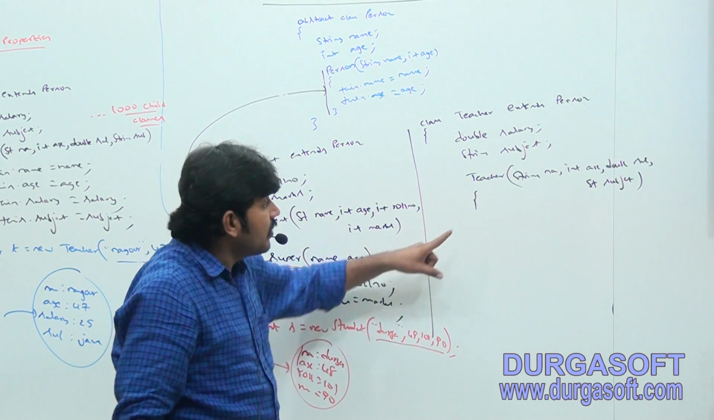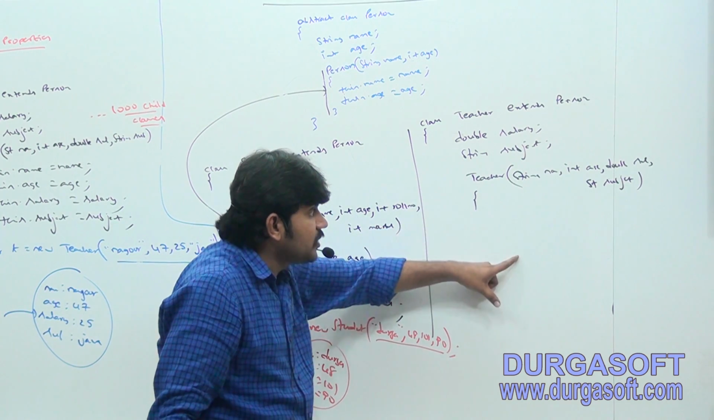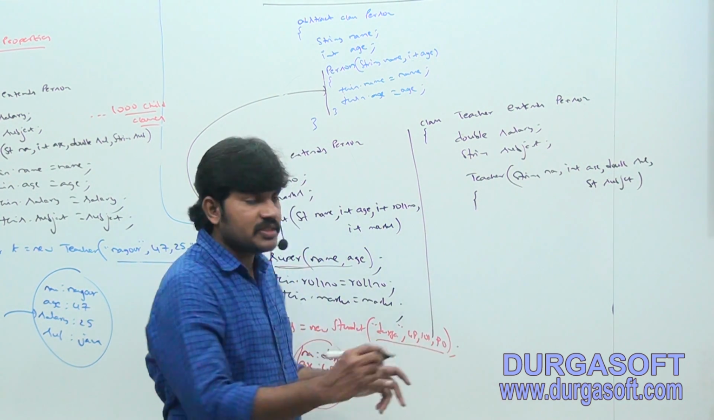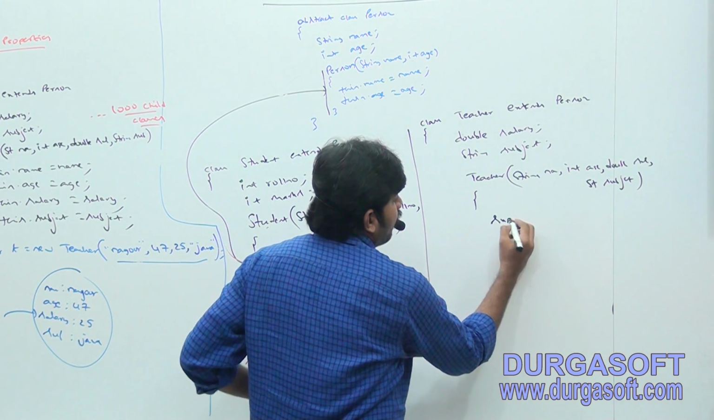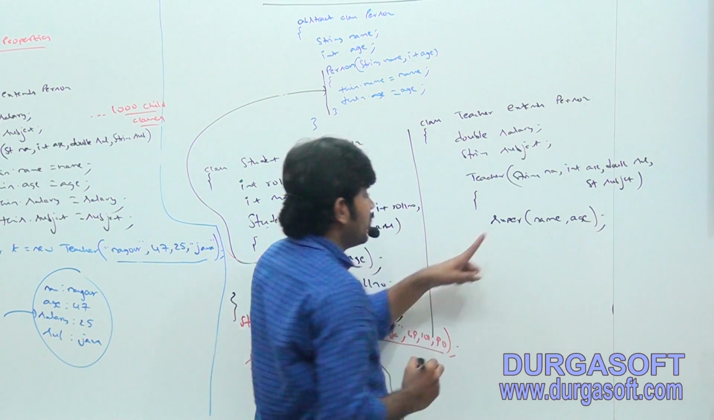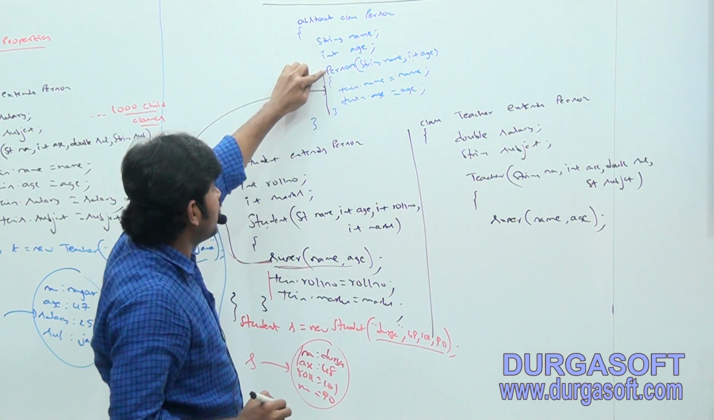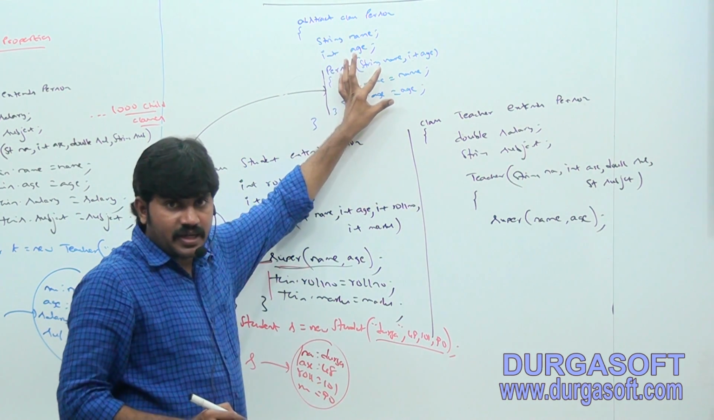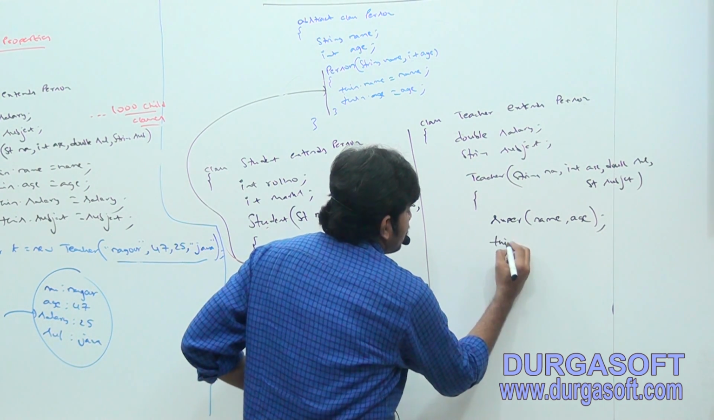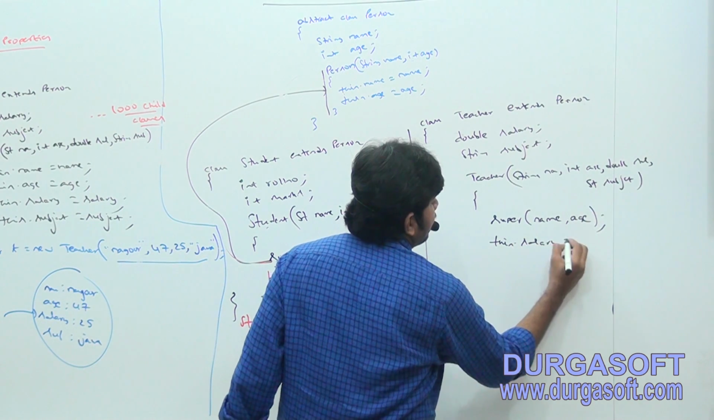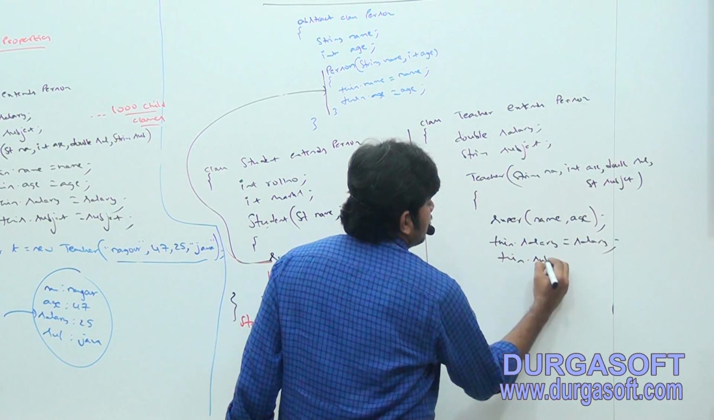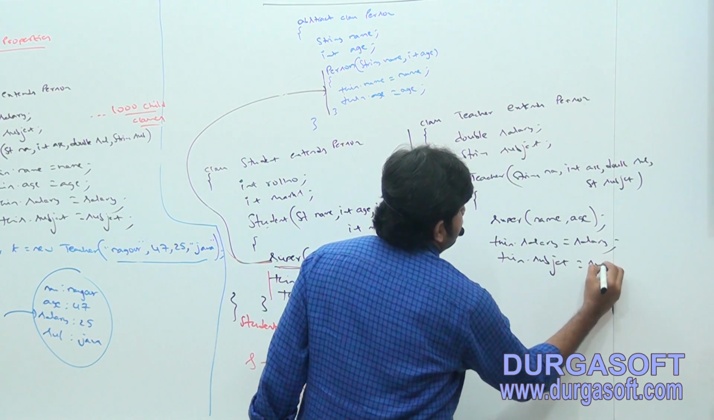Sir, observe. Can you please tell, am I required to perform initialization for all four properties here only? No. Just I will call what? super of name and age. Automatically the parent constructor is going to take care of initialization. What are the remaining properties? this.salary is equal to salary. this.subject is equal to subject.